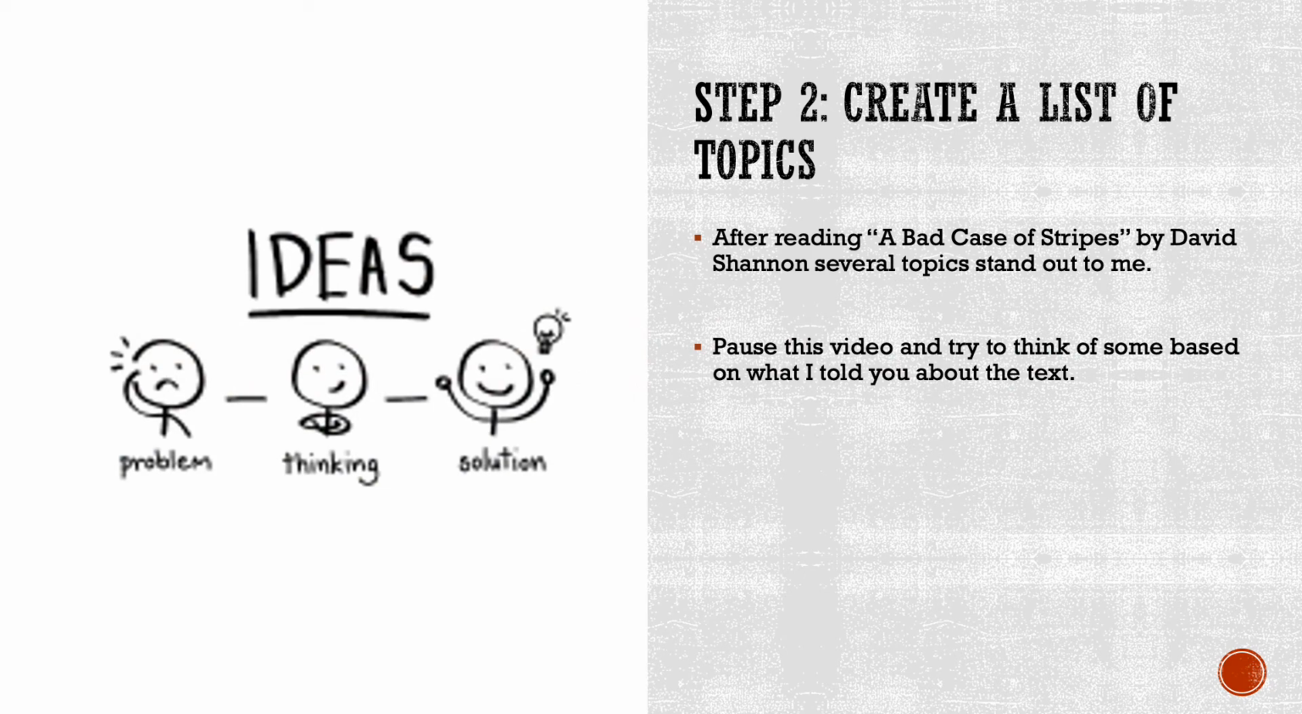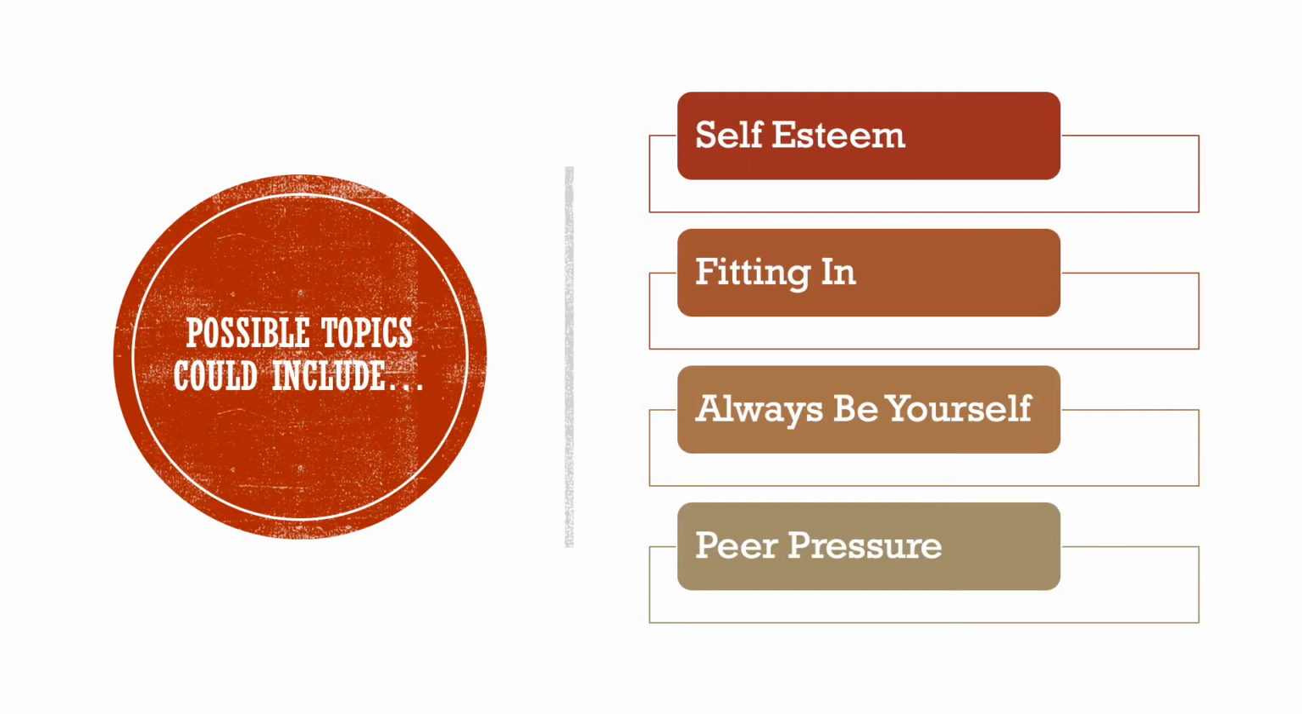Step 2. Create a list of topics. So after reading A Bad Case of Stripes by David Shannon, several topics stand out to me. I want you to pause this video and try to think of some based on what I told you about the text. Possible topics could include self-esteem, fitting in, always be yourself, peer pressure. You may have some of them, all of them, or even more than what I have.